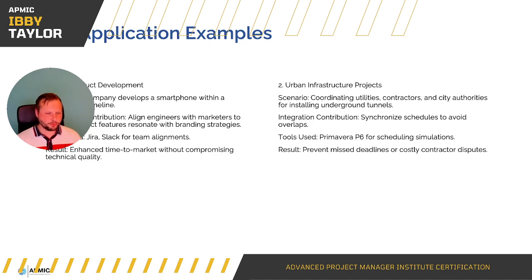So new product development. The scenario: a company develops a smartphone within a competitive timeline. Now the contribution of the integration is going to align engineers with marketers to ensure product features resonate with branding strategies. Tools used: Jira, it's great for planning, Slack for team alignment and communication, and the result is an enhanced time to market without compromising technical quality.